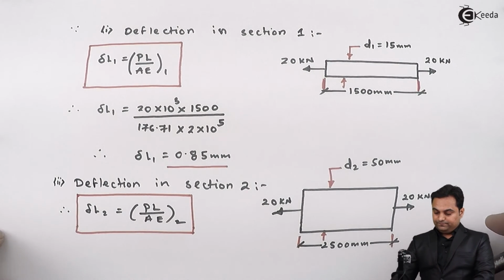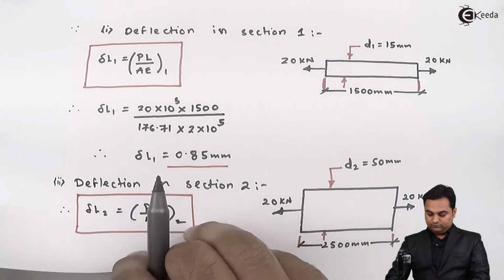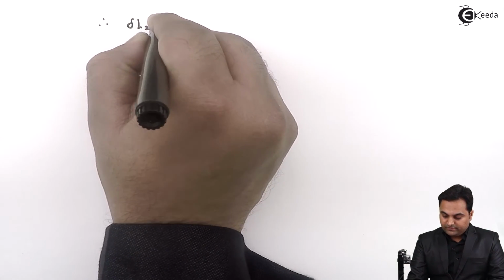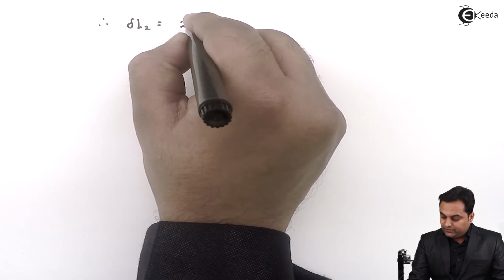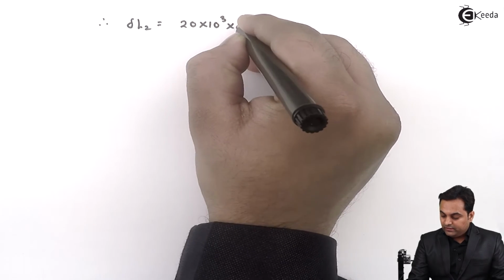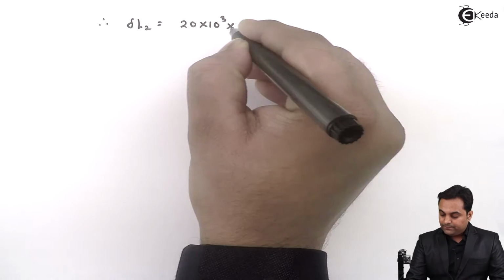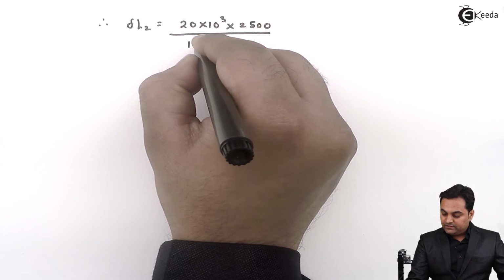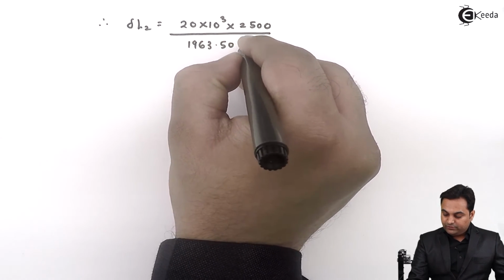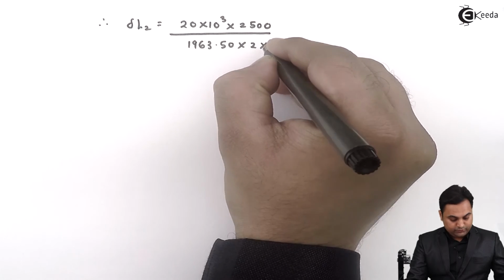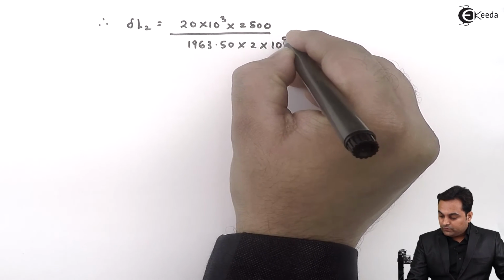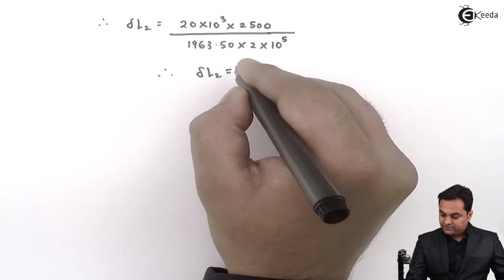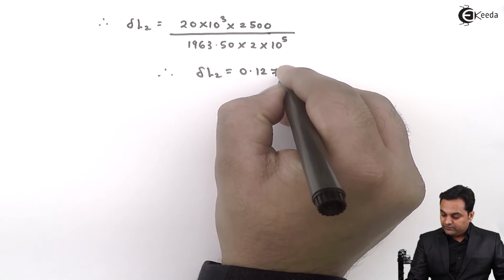So therefore deflection in the second section, load is 20 into 10 raised to 3, P into L is 2500 divided by area 2, which is 1963.50, into Young's modulus, which is 2 into 10 raised to 5 Newton per mm square. So from this I'll get deflection in second section. My answer is 0.127 mm.